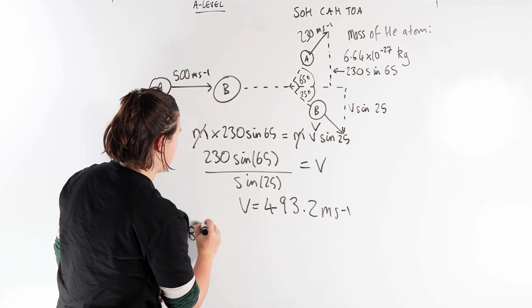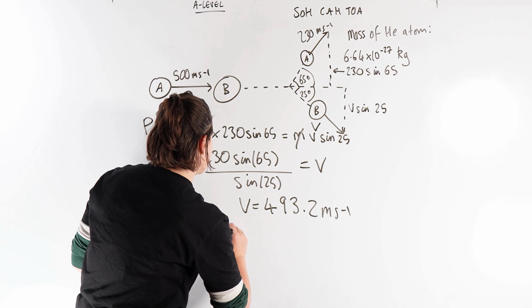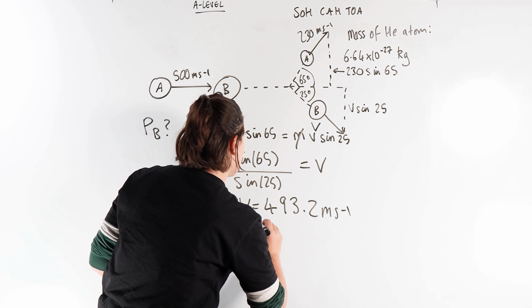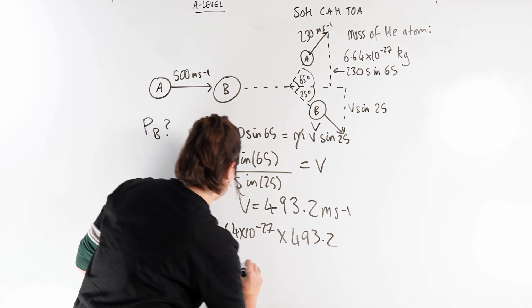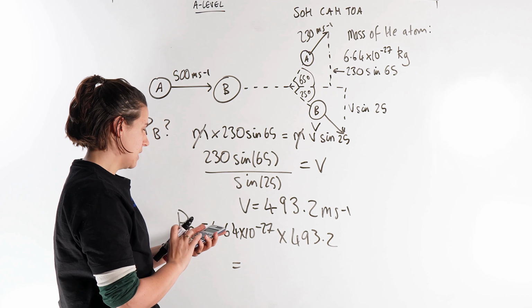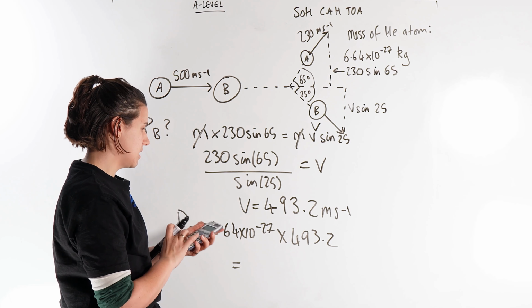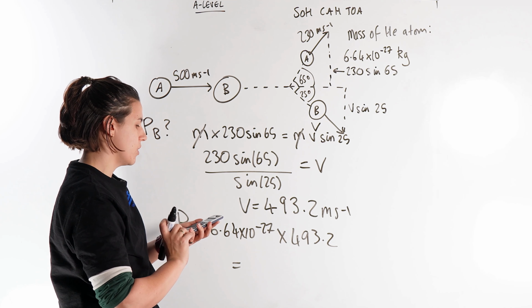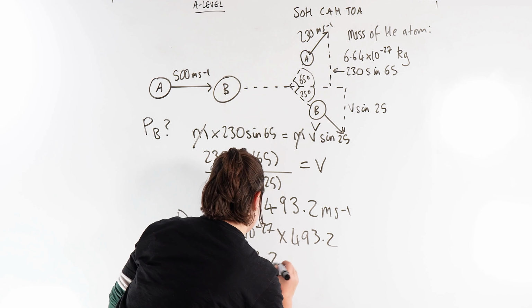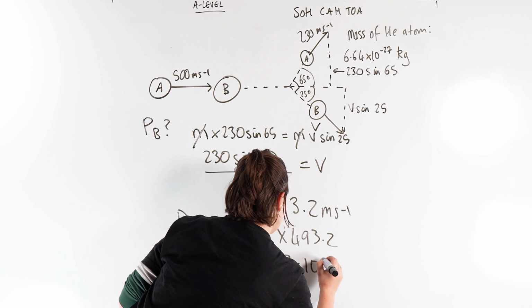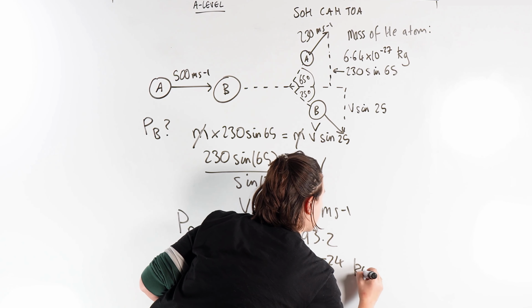So the momentum of B would be 6.64 times 10 to the minus 27 multiplied by 493.2. 6.64 times 10 to the minus 27 times 493.2 gives me an answer of 3.28 times 10 to the minus 24 kilogram meters per second.